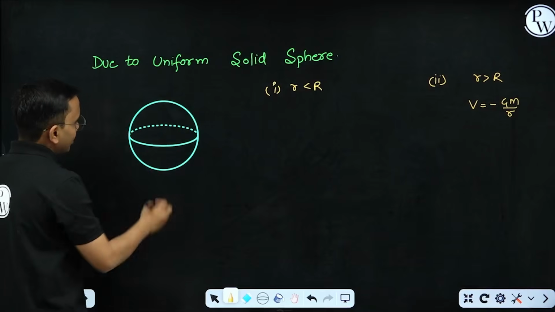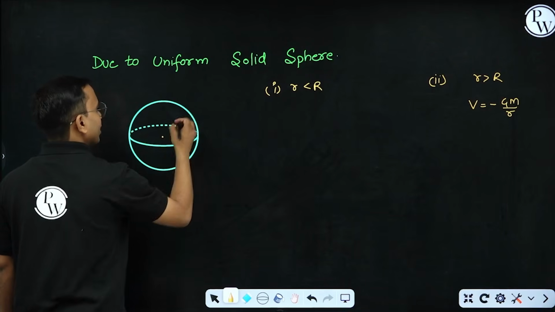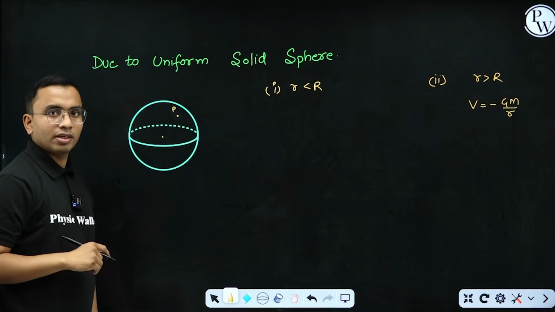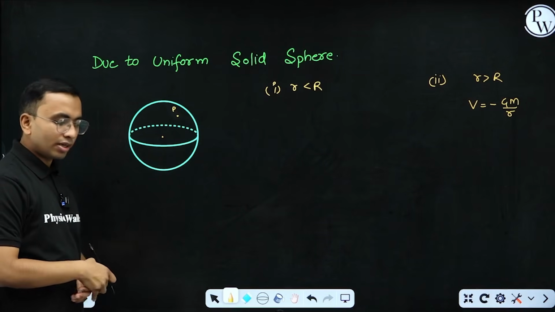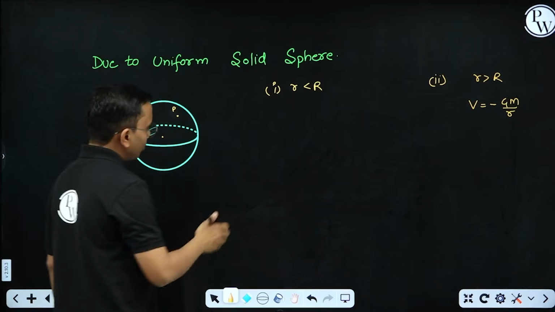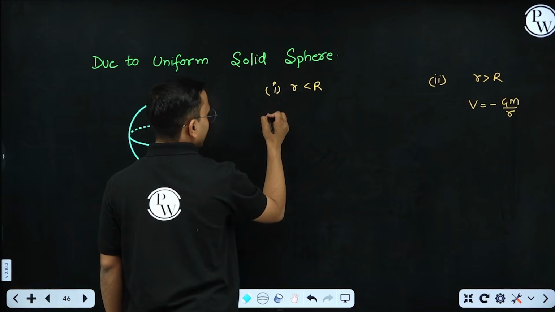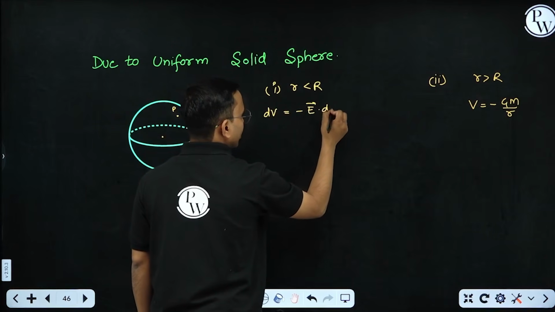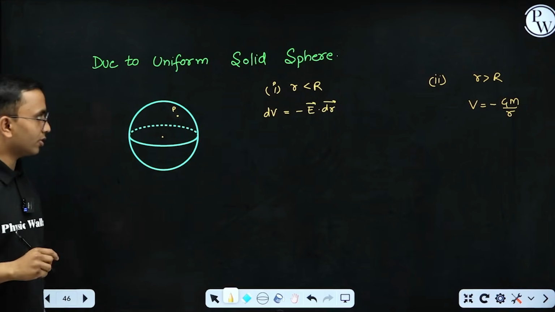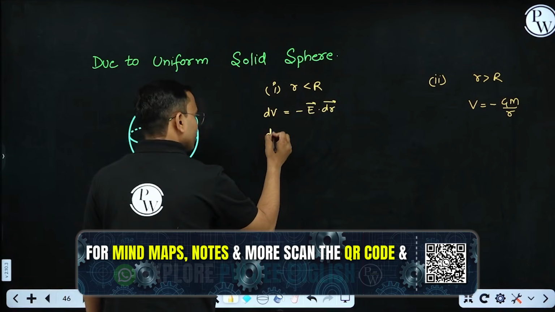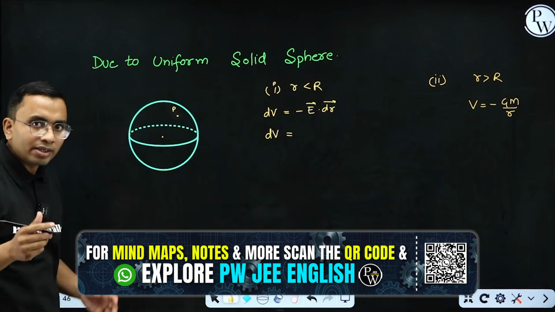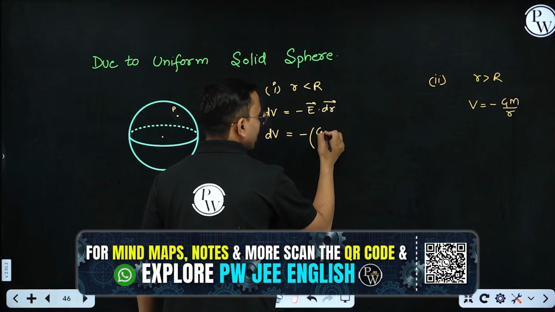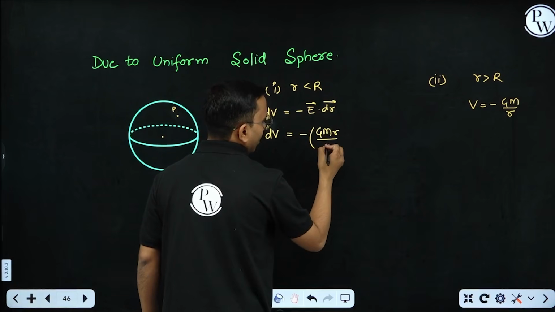Okay, so inside, let us take, I need to find potential at this point P. So one thing is we can find by using the relation between potential and field. We know that dV, what is that? dV is equal to minus E dot dr. This I know. Let us use this relation. So dV is equal to, what is E inside? That is GM r divided by R cube. This formula I derived. Field due to solid sphere, that is GM into r divided by R cube.